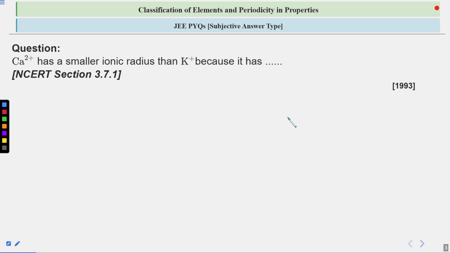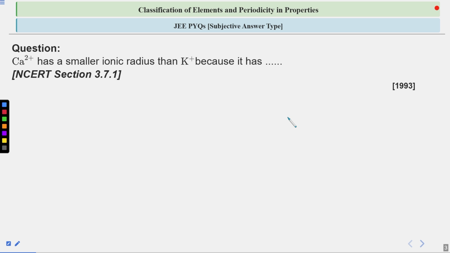Calcium 2 plus has a smaller ionic radius than potassium plus because it has... Now this is from the year 1993 and it is a subjective type. So we are attempting the subjective type also here so that you can get source of all the types of questions that were previously asked.